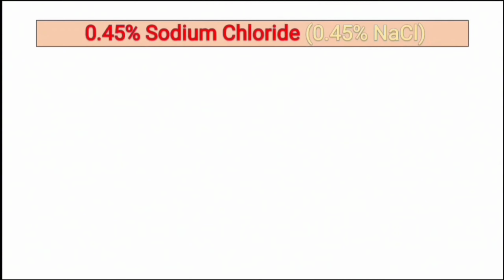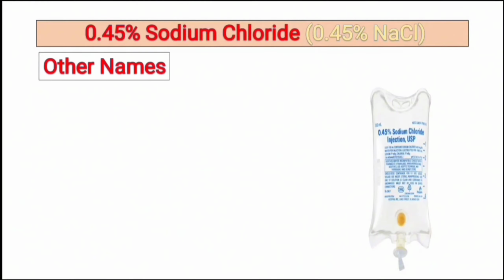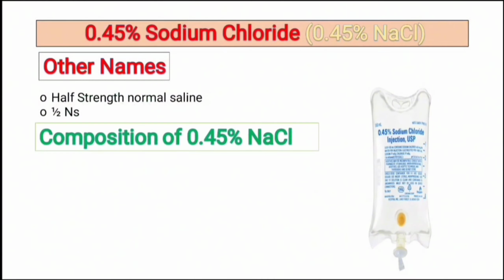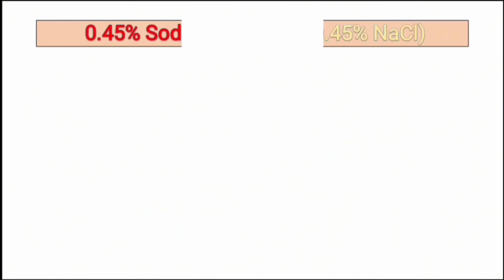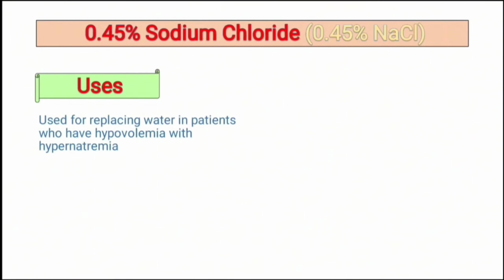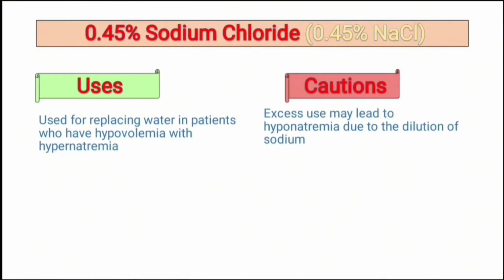Hypotonic solutions: 0.45% sodium chloride. Other names: half strength normal saline, half normal saline. Composition is sodium 77 mEq per liter, chloride 77 mEq per liter and dextrose water. Uses: used for replacing water in patients who have hypovolemia with hypernatremia. Cautions: excess use may lead to hyponatremia due to the dilution of sodium.